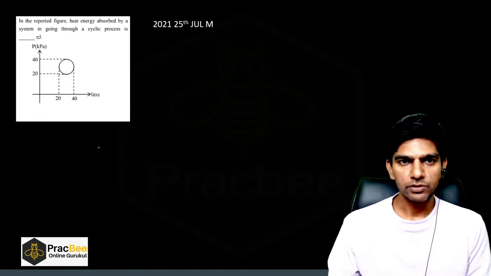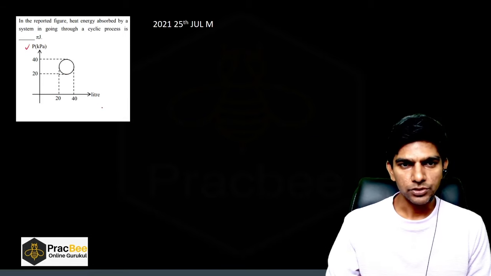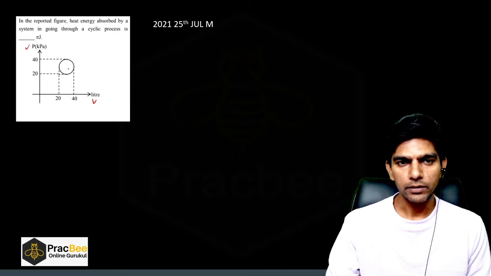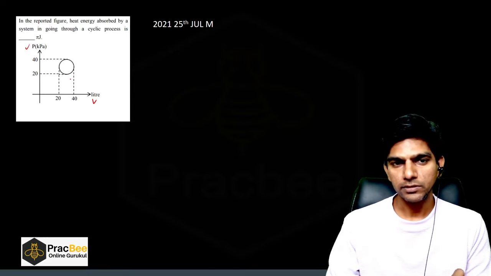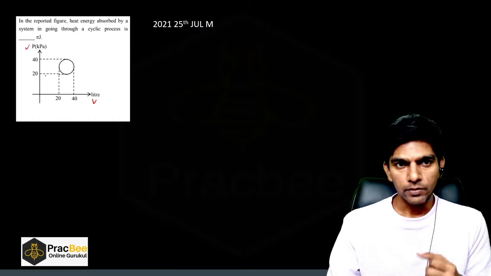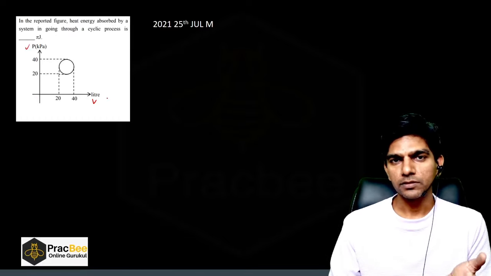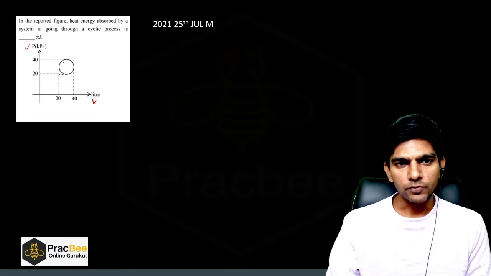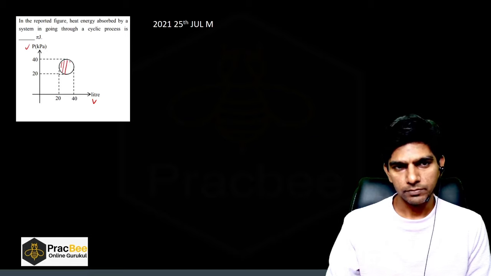Now let us see one more illustration. Again, we are given a pressure volume graph, and here the graph looks like a circle, but it is not a circle because the units on the x-axis and y-axis are different. On the y-axis, we have pressure in kilopascal. On the x-axis, we have volume in liters. So we can say this figure is nothing but an ellipse.